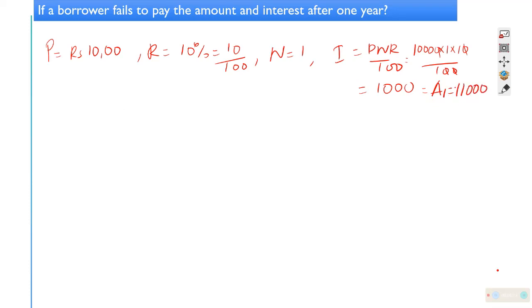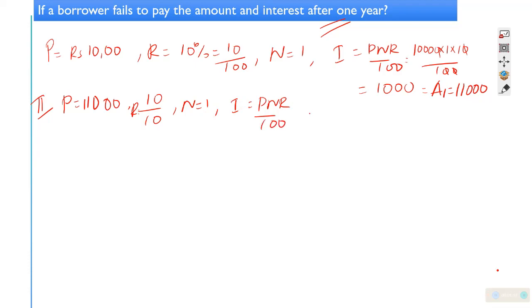Ye wo kiya nahi. He did not pay back after 1 year. So unka second year start ho gaya. Second year ka principal will become 11,000. Rate of interest is same, 10 upon 100. Number of years, second year means again 1 year. Interest will be equal to again PNR upon 100, principal is 11,000 here, number of years 1, R upon 100 means 10 upon 100. This is the interest we are calculating for second year.